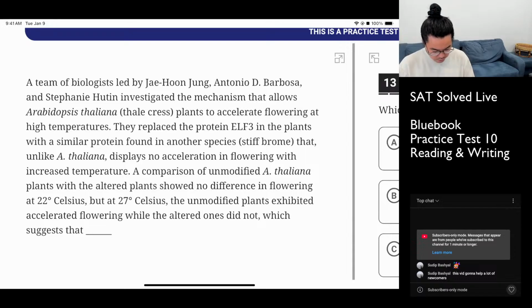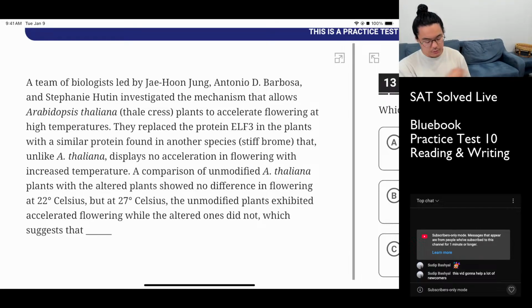We have three people investigating a mechanism of A. thaliana to accelerate flowers when there is high temperature. So high temperature leads to X mechanism leads to flowers. And they replaced the ELF3 in the plants with a similar, hang on. They replaced the protein in the plants with a similar protein. Okay, hang on. They replaced the protein ELF3 in the plants. In A. thaliana. So A. thaliana has ELF3, and they got rid of ELF3. Got it.